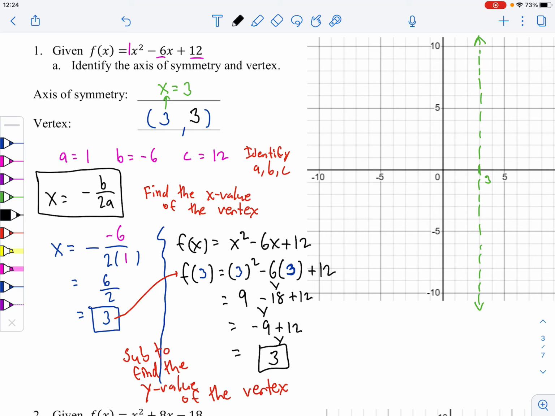So if we graph our vertex, 3, comma 3 is right there. So that's our vertex right here. And that's it for now. Just leave it like that.